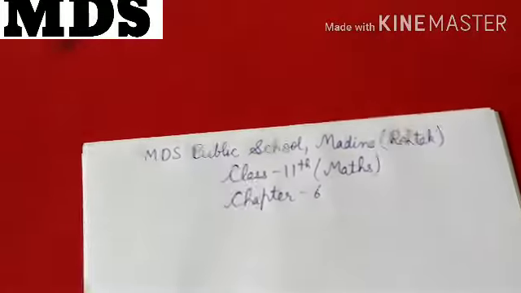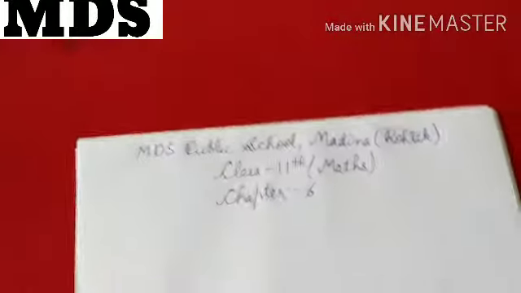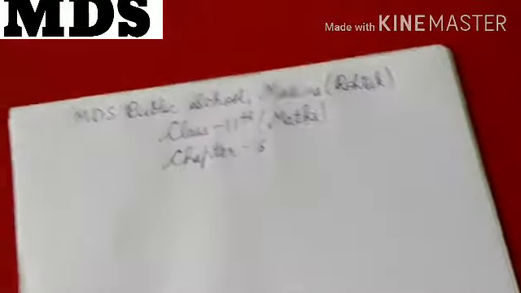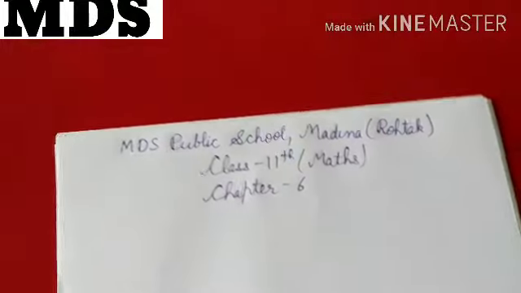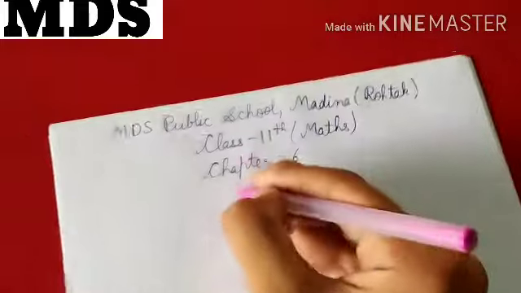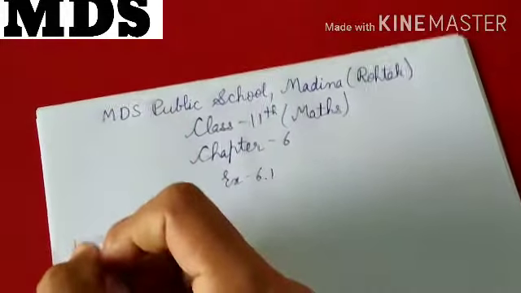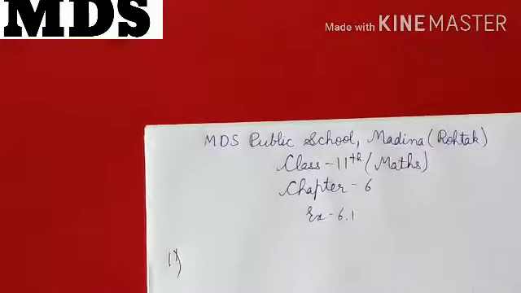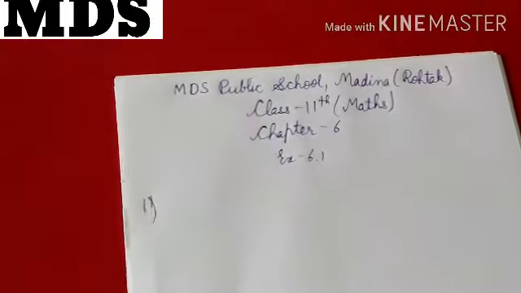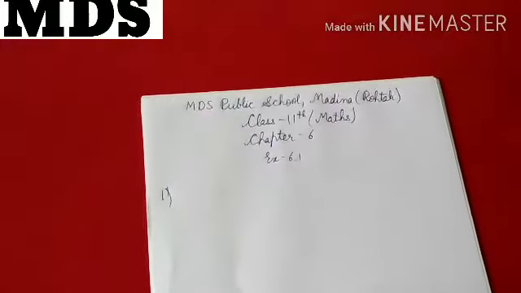Today we are going to solve our exercise 6.1. In the previous lecture we solved the examples of this exercise. So it's our exercise 6.1. Its first question is: solve 24x less than 100.